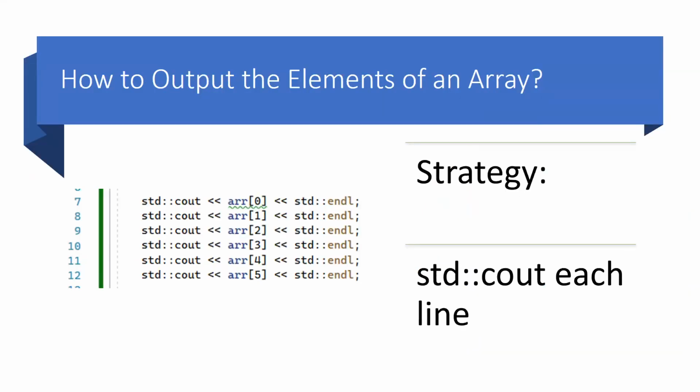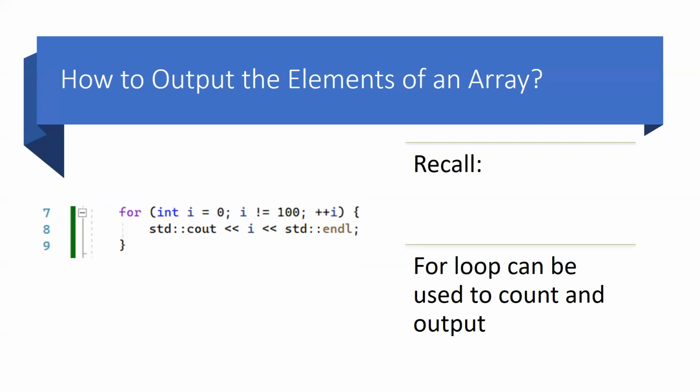So how would we output the elements of an array? Let's think about that right now. One strategy is you would cout every single line. That will require me to write cout for each one. But if I had an array that had 100 elements in it, then that would take quite a while and it'd be very annoying to write. So how do we actually deal with something like that?